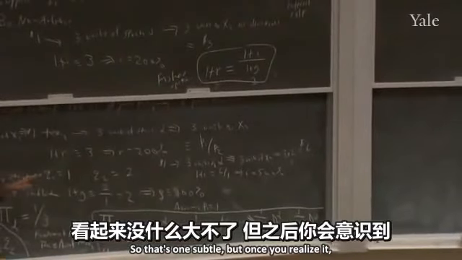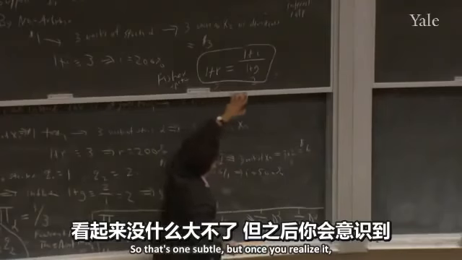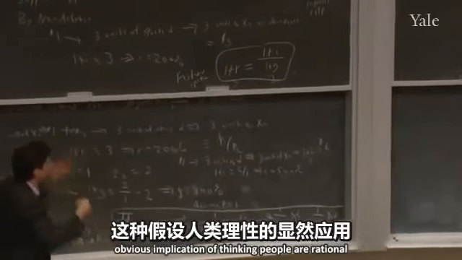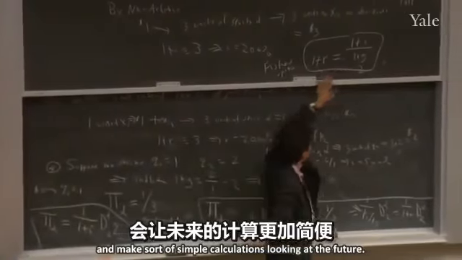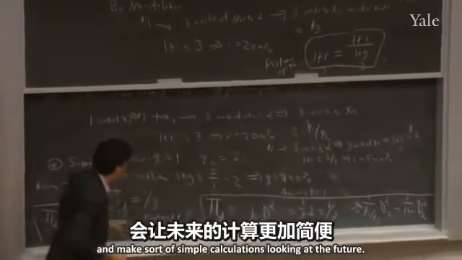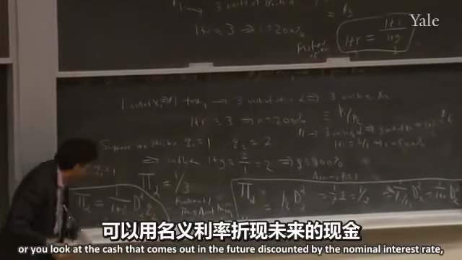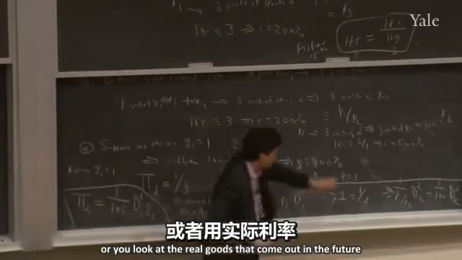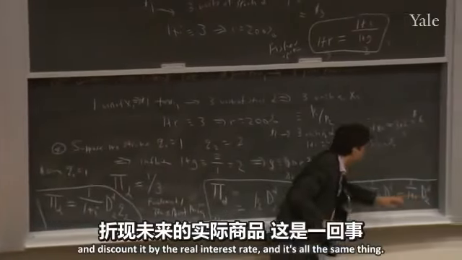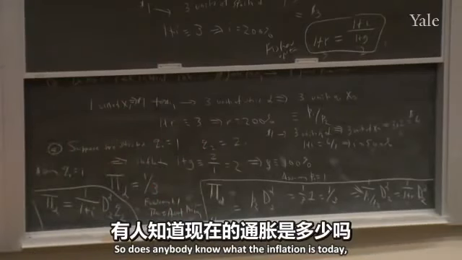Okay, and so that's one subtle but, once you realize it, obvious implication of thinking people are rational and make simple calculations looking at the future, and a consequence of that is the price of assets. You look at the cash that comes out in the future, discount it by the nominal interest rate, or you look at the real goods that come out in the future and discount it by the real interest rate, and it's all the same thing.